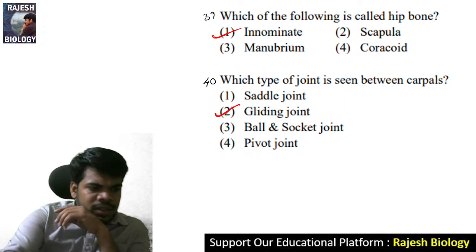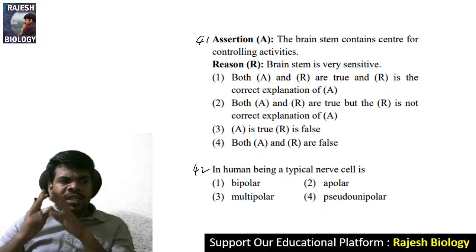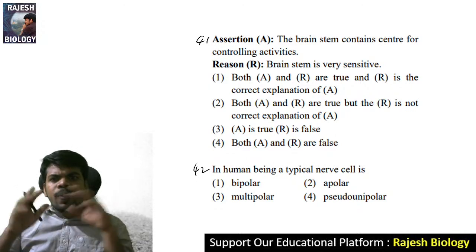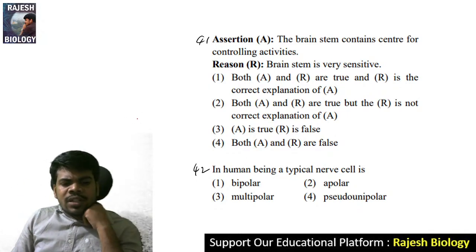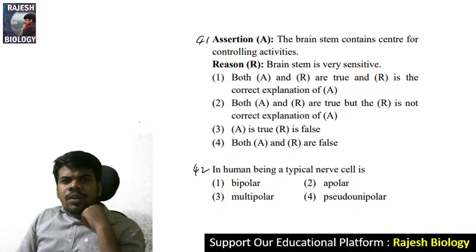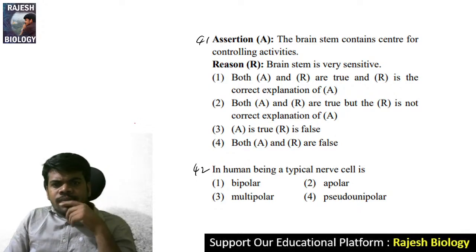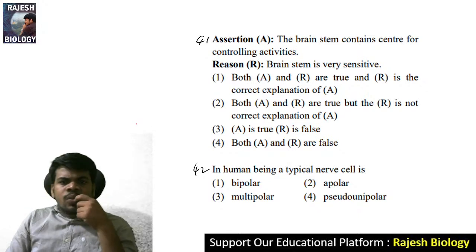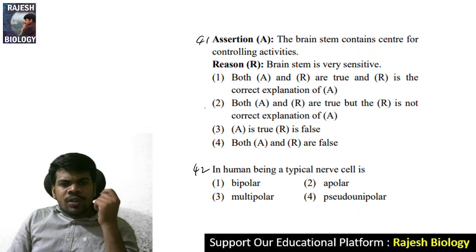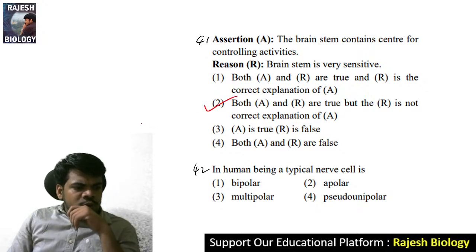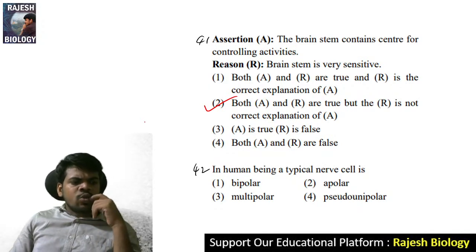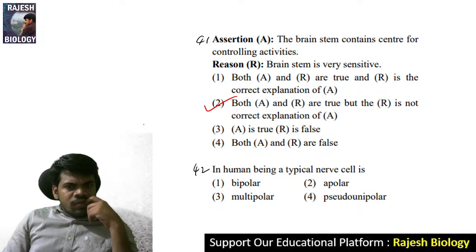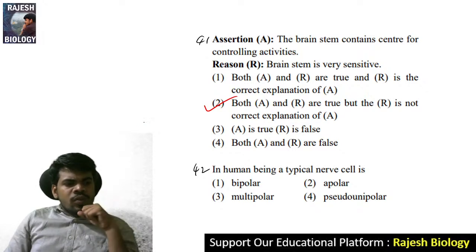Come to the next question, 41. Assertion: the brainstem contains centers for controlling activities. That is correct. And the brainstem is very sensitive. That is also correct. But it is not a correct explanation. 41, option 2. Yeah, Akshaya, for 40 the right answer is 2, not the 3. 41, the right answer is 2. 42.